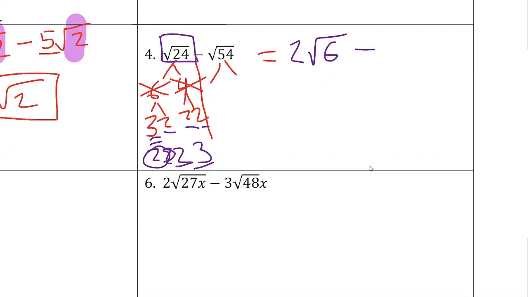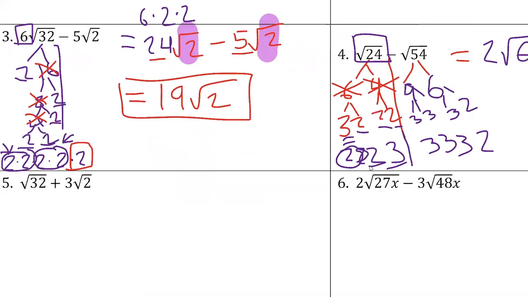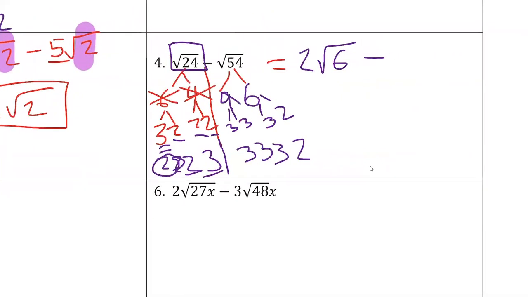But if you break this down, the first thing I see for 54 is 9 and 6. You could have done 2 and 27, but as long as you break it down, you'll get the same thing. But this would be 3 and 3. This would be 3 times 2. So if we write what we have, 3 3s and 1 2. If you circle your groups, one 3 is going to come to the outside. And same idea, you have a 3 and a 2 left over. So underneath your radical would be a 6.